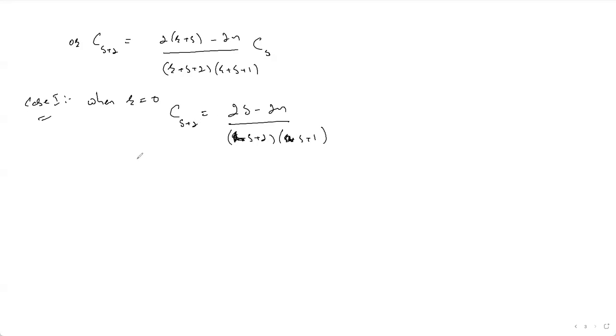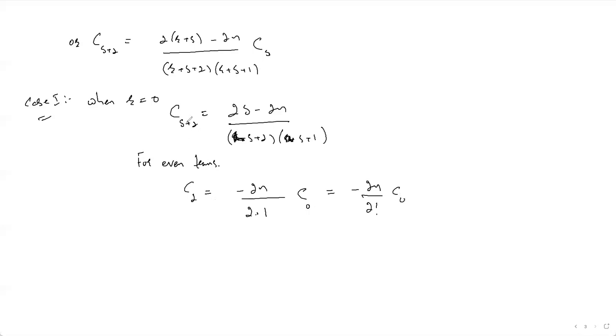Now, for even terms, what are the even terms? That is, for example, c0, c2, c4. For s equal to 0, c2 will be equal to simply minus 2n divided by 2 into 1, then c0. You can write this as minus 2n divided by 2 factorial, c0.